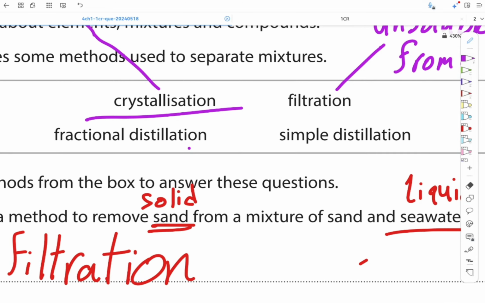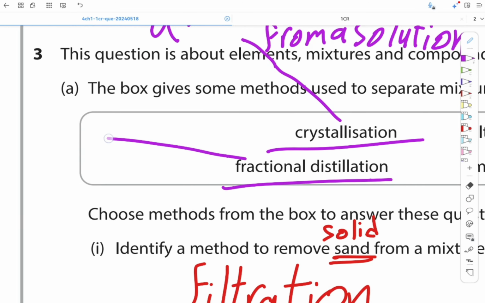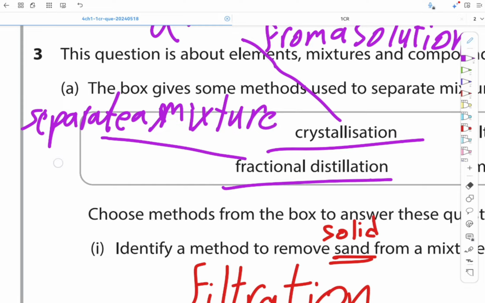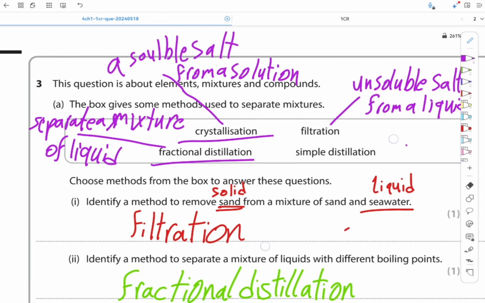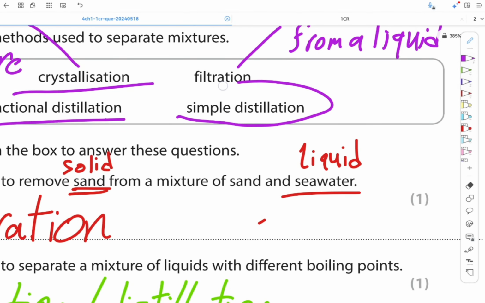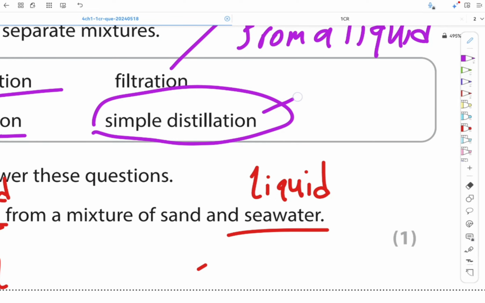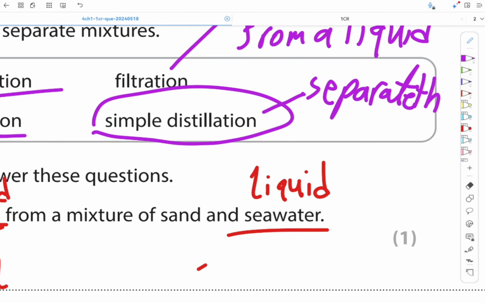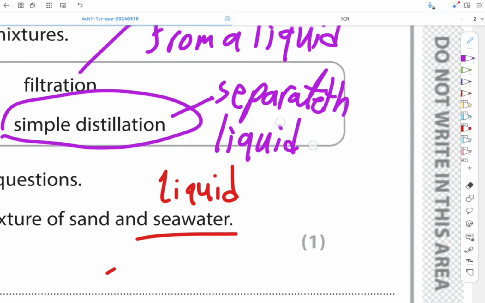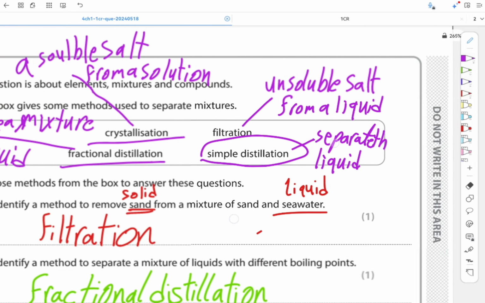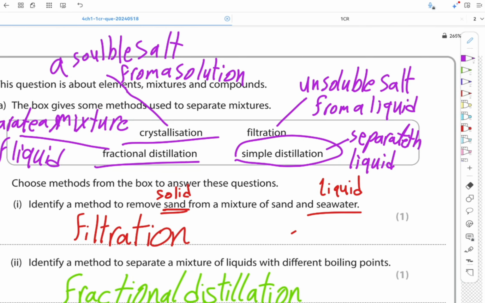Number 3, we have fractional distillation. In fractional distillation here, we separate a mixture of liquids depending on the difference between their boiling points. And we have the simple distillation, my friends. In simple distillation here, we separate the liquid from the soluble salts or from the insoluble salts in the solution.